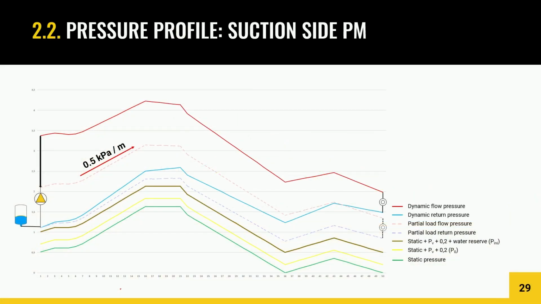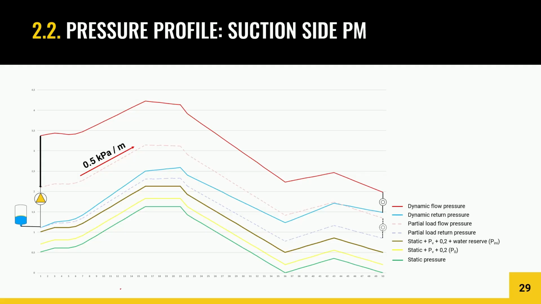The pressure profile is the same as before, but we've added partial load lines, a pressure drop in the pipework due to line resistance of 0.5 kPa per meter instead of 1.8 kPa per meter at full load. So we're showing the partial load profile when the system load ramps down.